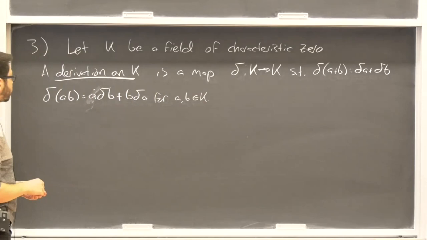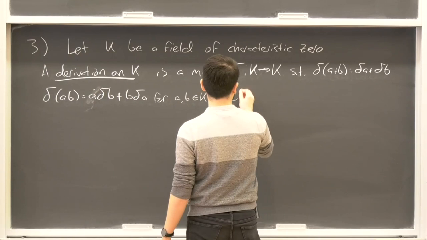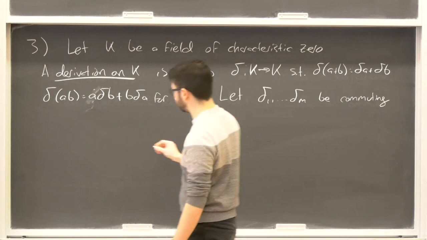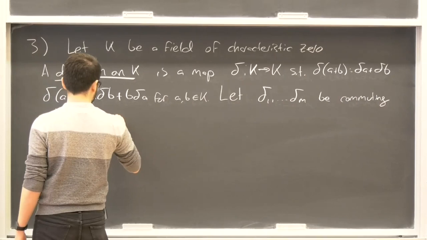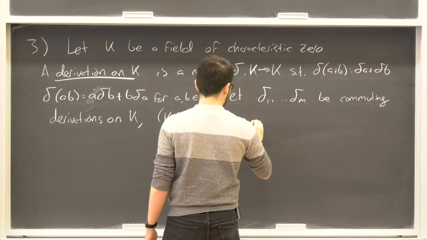So this is just an algebraic object, but of course there are a lot of natural examples of this coming from analysis. So now I'll let delta 1 up through delta m be commuting derivations on K. And then K with these derivations is usually called a partial differential field.